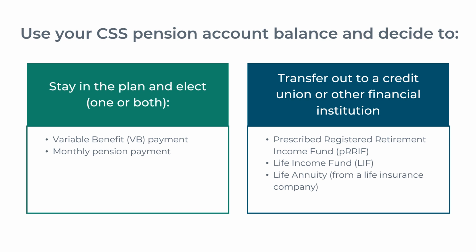You can choose to have a portion of your CSS funds in the variable benefit account, and you can also have a portion of your funds moved into a monthly pension to provide a steady amount for your lifetime. CSS funds can also be transferred to a credit union or other financial institution to set up a PRIF or LIF, or they could be transferred to an insurance company to purchase an annuity. You can select one of these options or a combination of them.